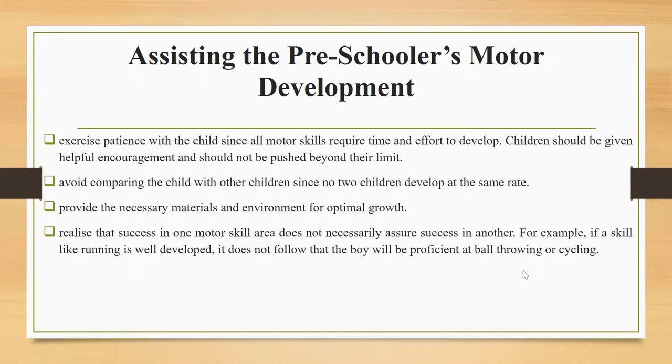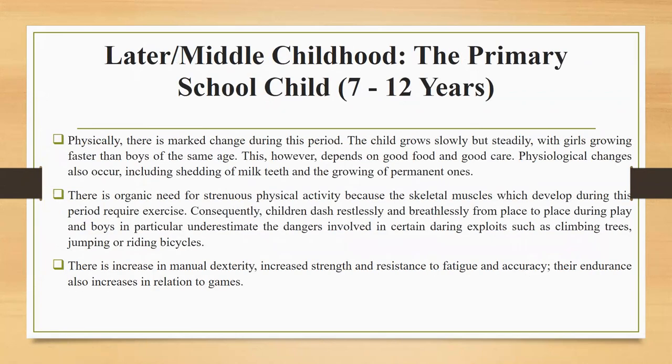Let's continue. So far, we have only 15. Now, we have only 9 on board. We have the later or middle childhood stage between 7 and 12 years, which correlates with the concrete operational stage of Piaget. The child has developed physically, but the growth and development here becomes slow. Girls grow faster than boys at this stage of the same age. But then the growth and development here depends on the kind of food that you provide to the child. If the child eats well, we may see good things happening. If they don't eat well, we may see poor things happening.